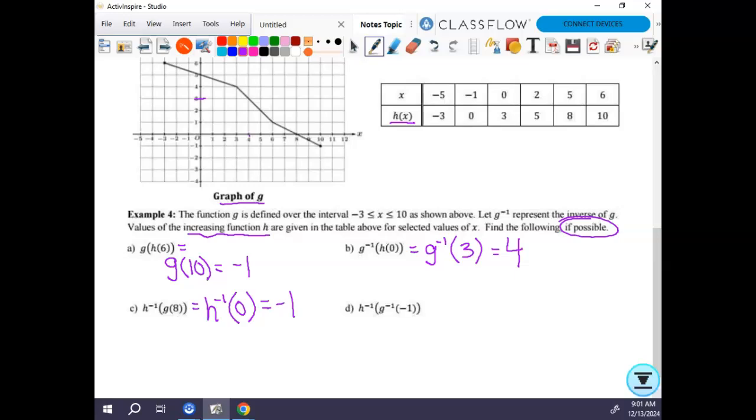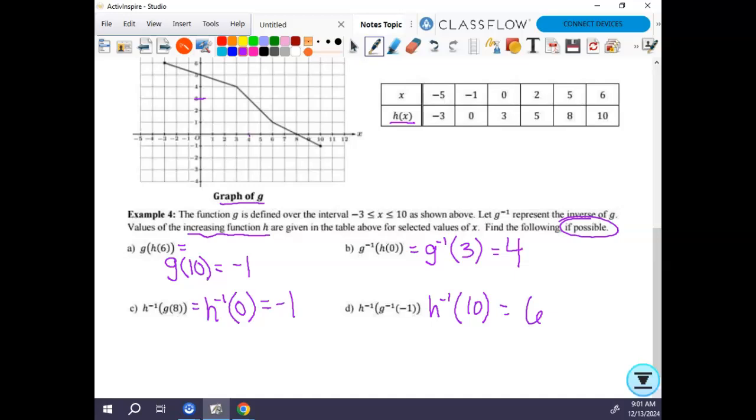All right. Then I need h inverse of g inverse of -1. So what is g inverse of -1? 10. Okay. What is h inverse of 10? 6. Okay. And then I'm going to give you one more here.